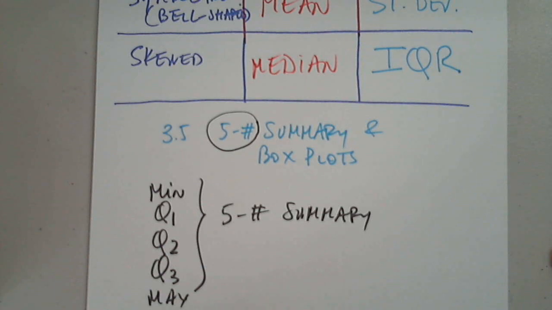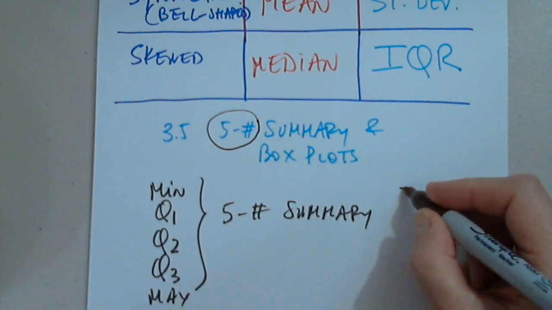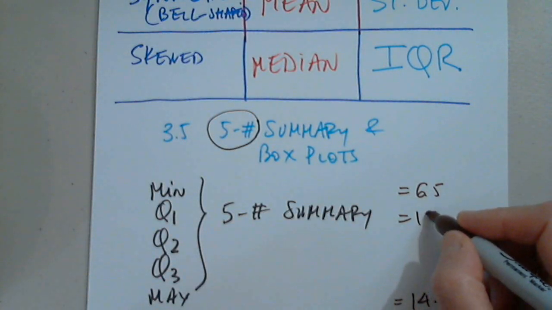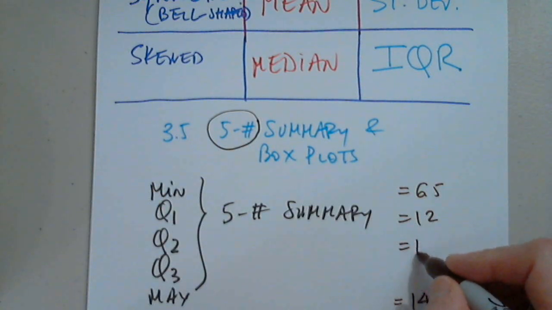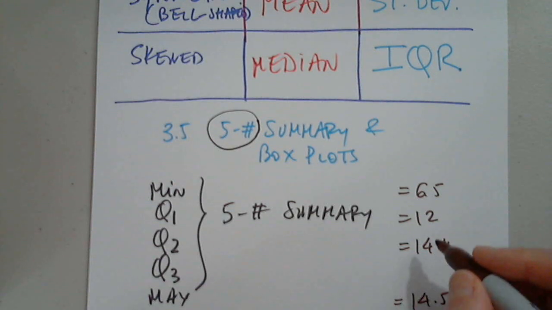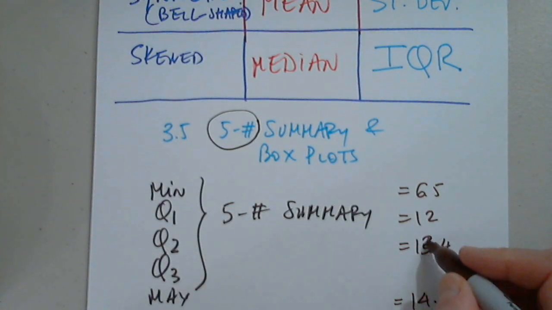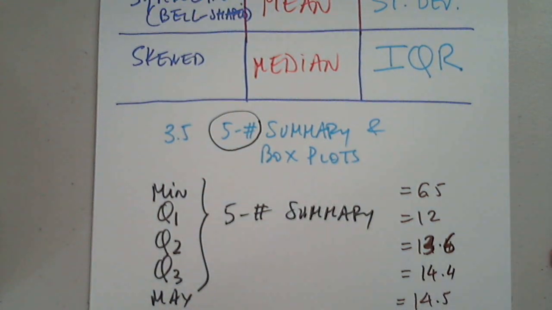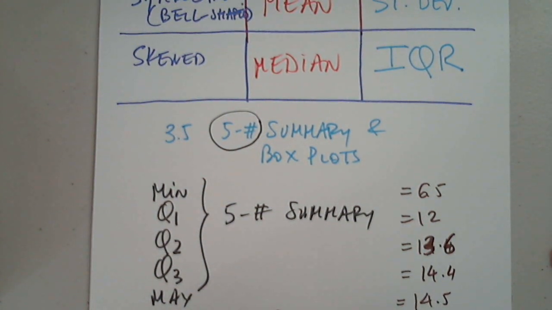So I have the minimum, 6.5. I have the maximum, 14.5. I have Q1, which is 12. I have Q3, which is 14.4. I have the median. Where is my median? 13.6. And Q3 again, 14.4. And they already calculated the interquartile range for me, 2.4. Perfect. Okay.